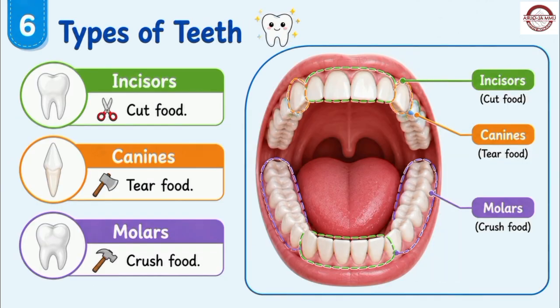Next is types of teeth. There are three main types of teeth. Number one is incisors. Incisors are our front teeth. The sharp incisors are for cutting food. The second one is canines. On either side of the incisors is a pointed tooth called a canine. Canines are used for tearing food. The next type is molars. Molars are at the back of the mouth. They have flat platforms on them. They are used for crushing food.